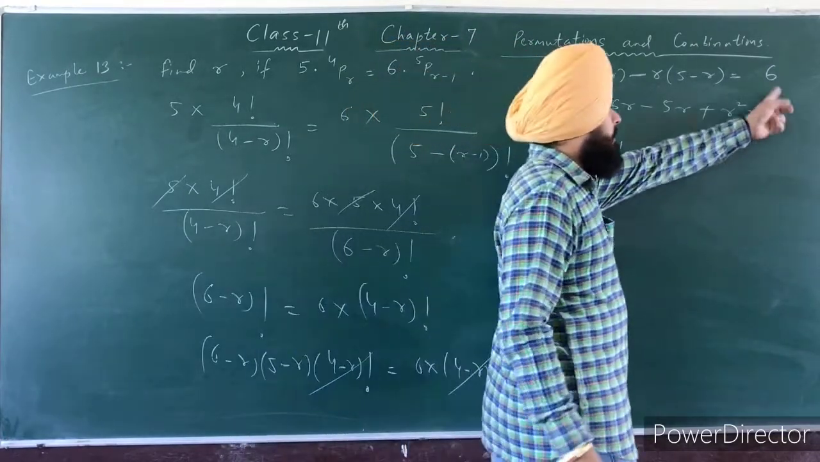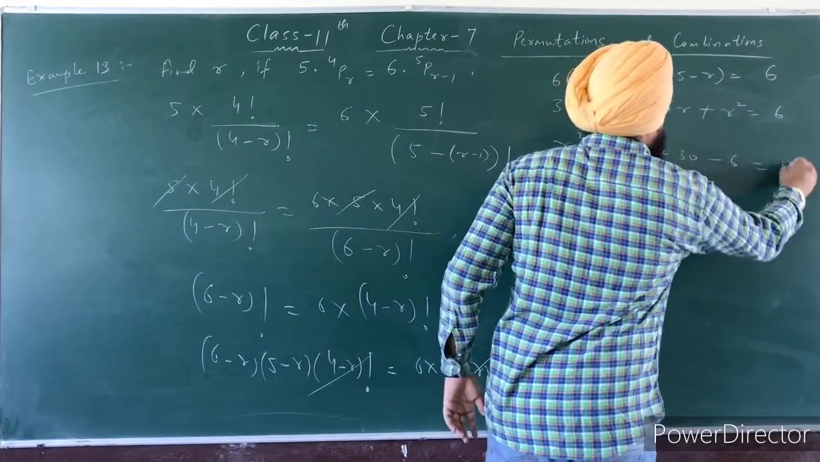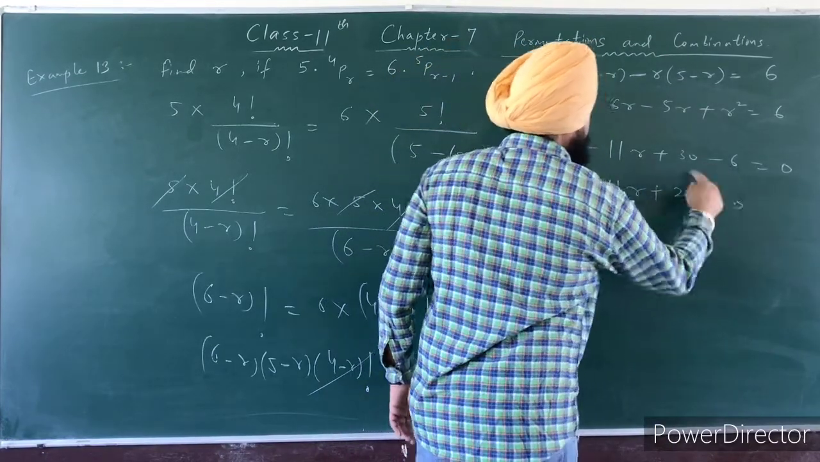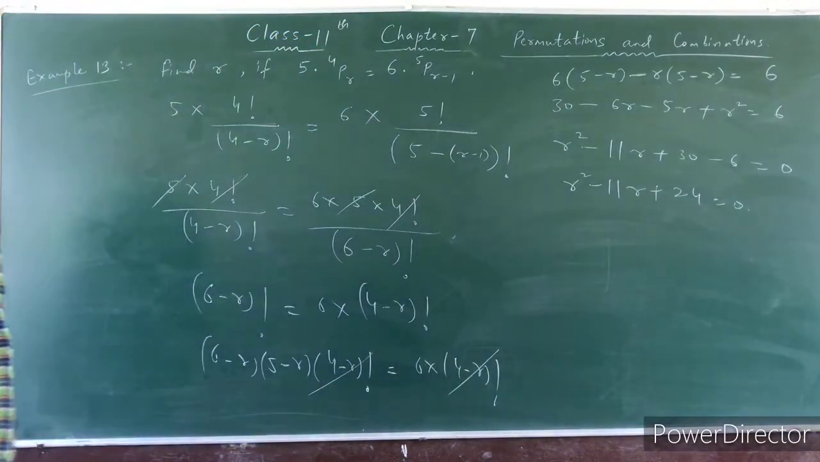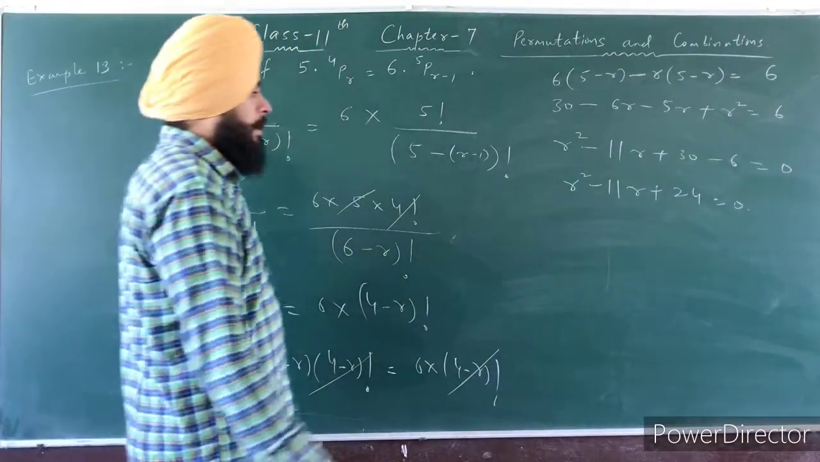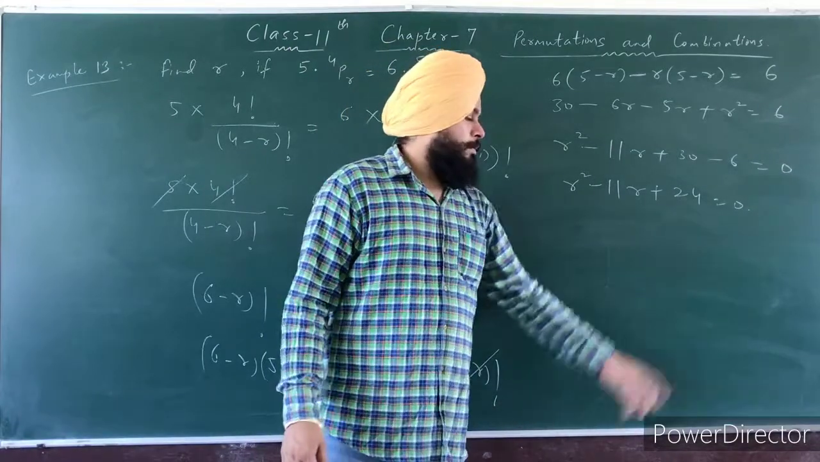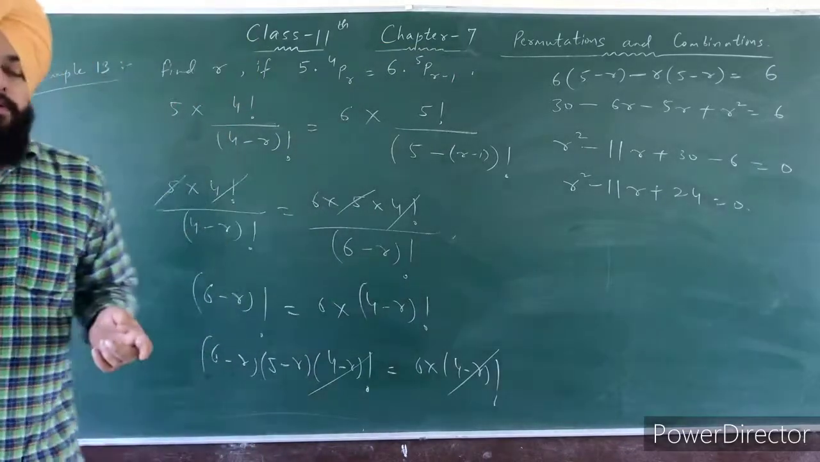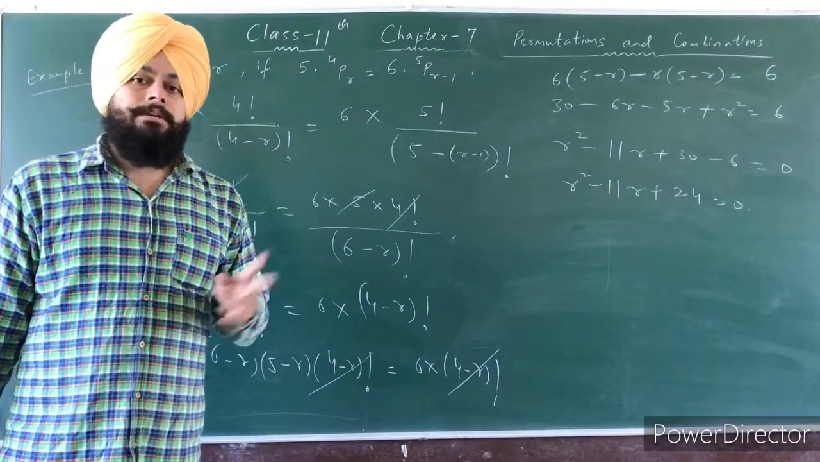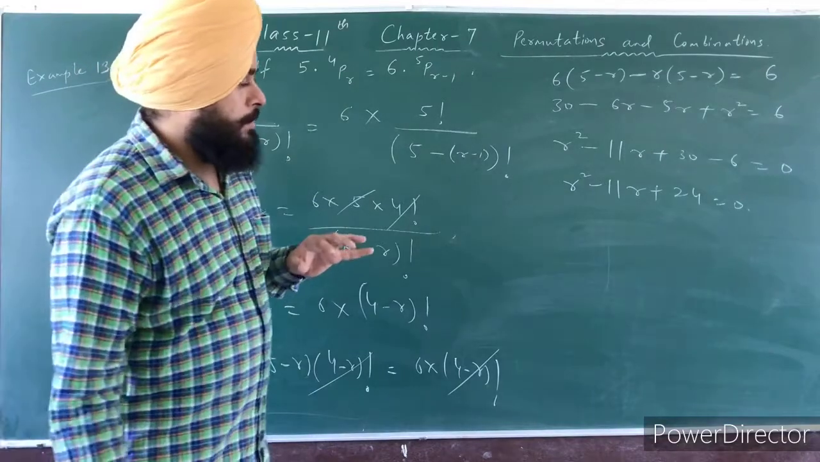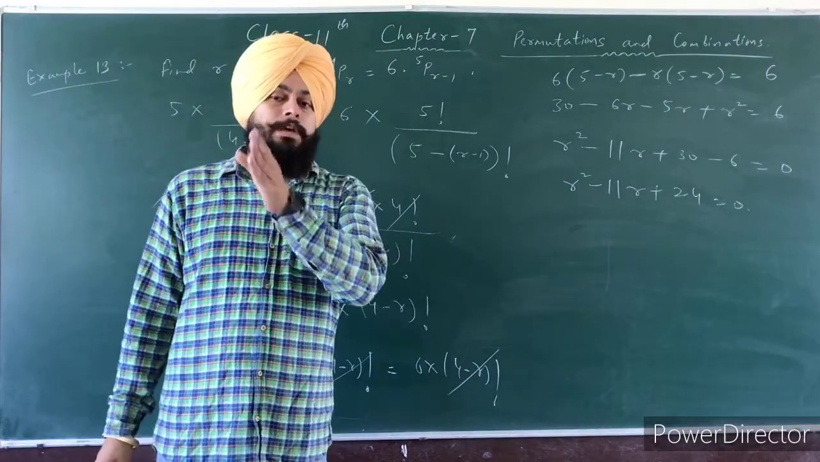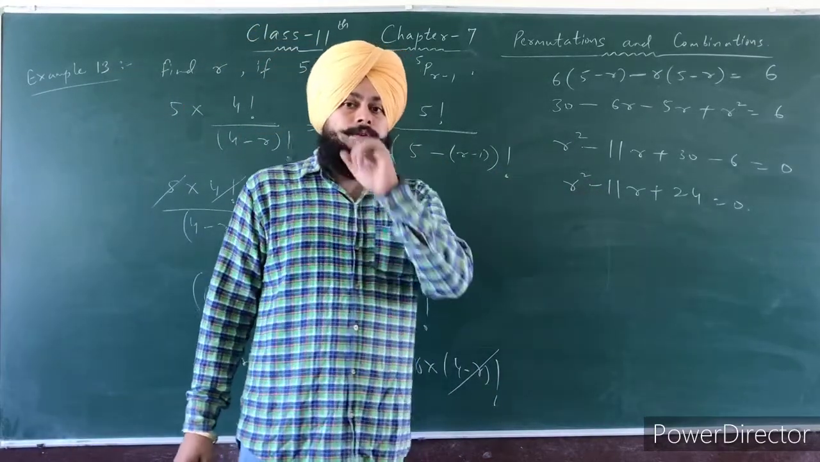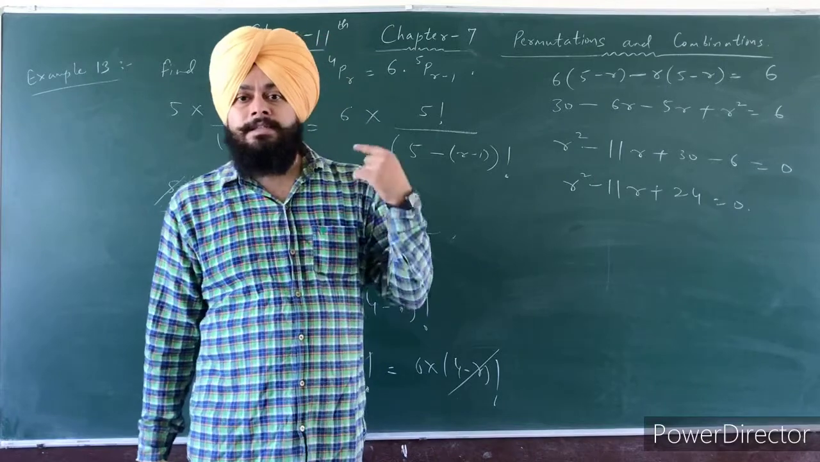Now you can take this 6 on the left hand side. It is minus 6. r square minus 11r plus 30 minus 6, how much? 24. So again this is a quadratic equation. You have to find the value of r. So factors of 24, because the value of a is 1 and c is 24. 3 8s are 24 and 3 plus 8 is 11. So should we take positive sign or negative sign? If you do plus 8, it is plus 11. But here the sign is negative. So you should take minus 3 and minus 8.